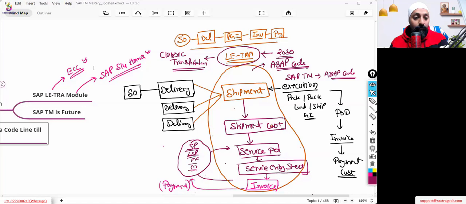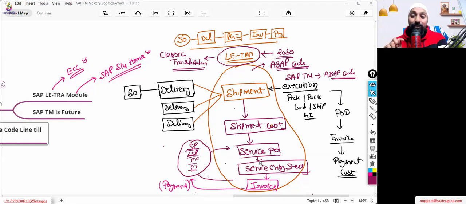Manish is asking what is the link between MM and TM. So you can see the link. I will come to the TM cycle also, but you can see the link here, right? In this one also, from shipment cost, you are creating a service purchase order and then service entry sheet. So in this LETRA also is linking with your SD module this side and MM module this side. The same linkage, you will be having in your TM also. In TM, we will be having a freight settlement document rather than the shipment cost. From the freight settlement document, your service PO and service entry sheet would be created. That would be linkage with MM.